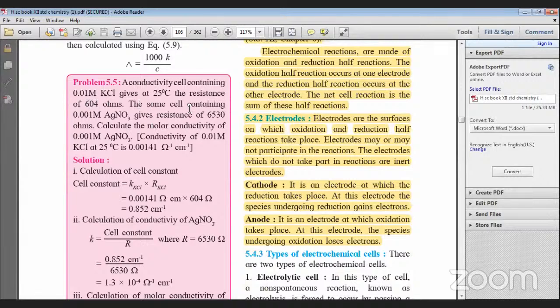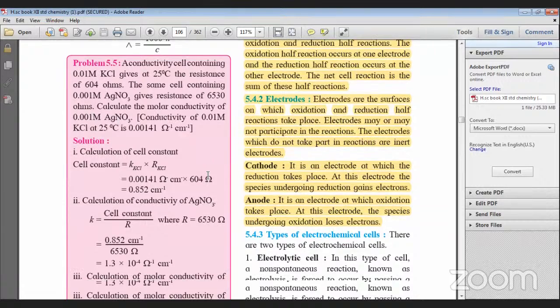Now the same cell is containing a different solution. We will use 0.01 molar silver nitrate. It gives the resistance R of 6530 ohms. So here for the new solution, the value of R is provided. Calculate the molar conductivity of the unknown solution. What is that unknown solution? Concentration 0.01 molar AgNO3.